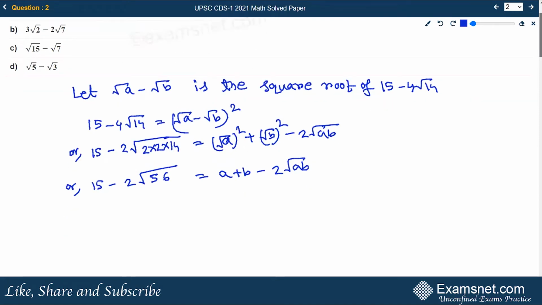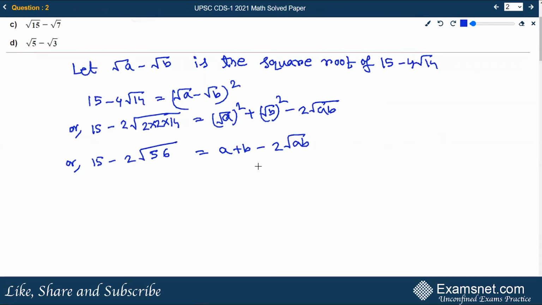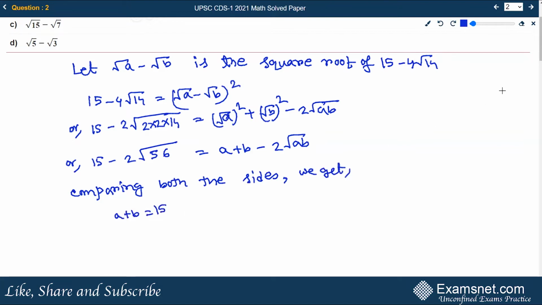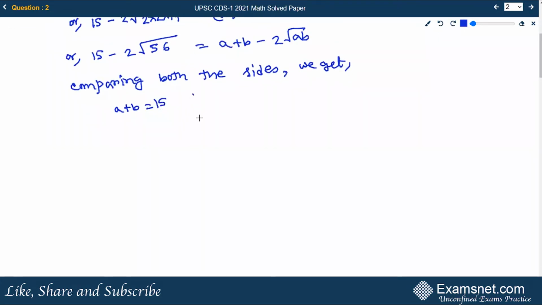Now, since these two are identical, comparing both the sides, we get A plus B equals 15, correct? And AB equals 56. Now let's check how many possibilities there are.